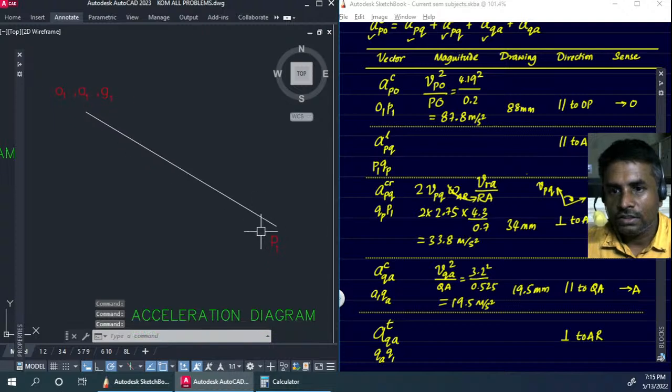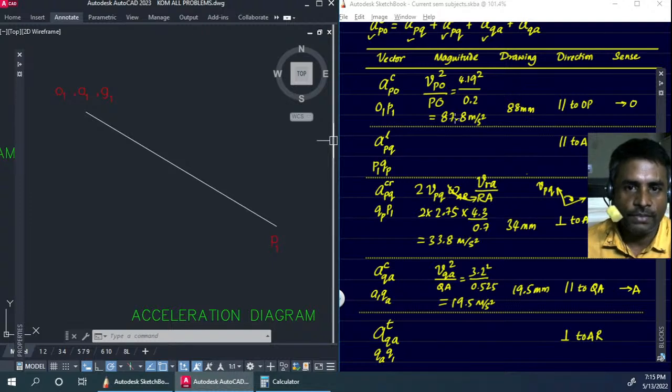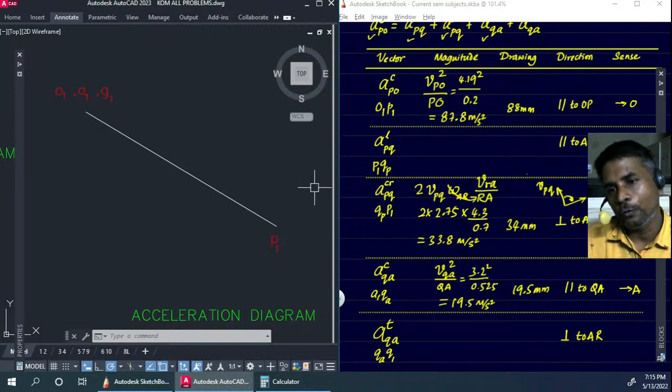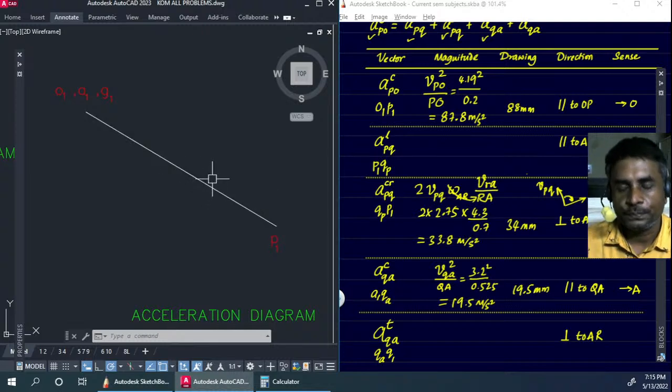So you can see here that we have defined the length O1 P1. Its length is 88 mm. It represents the acceleration of 87.8, which is rounded off to 88 meter per second square, and it's acting exactly parallel to OP and towards O. So this has been defined.